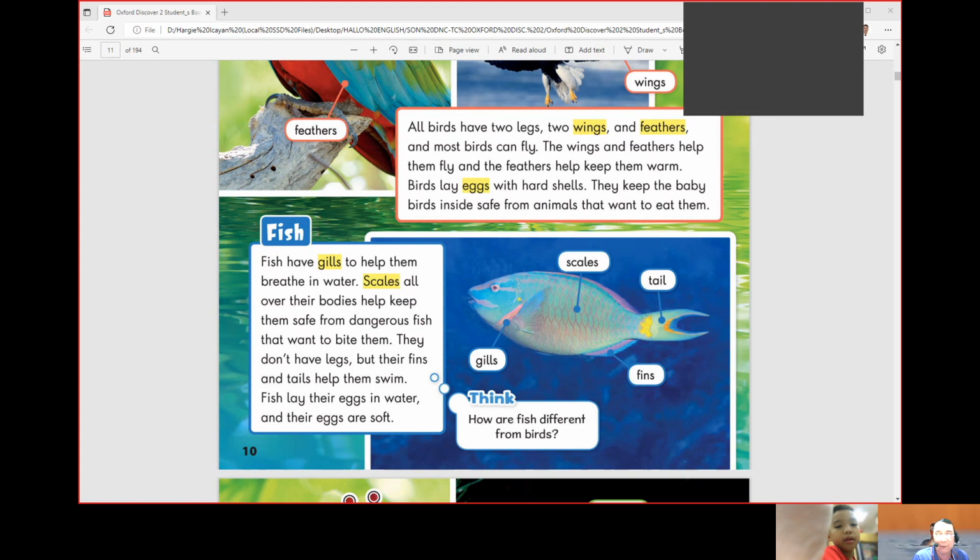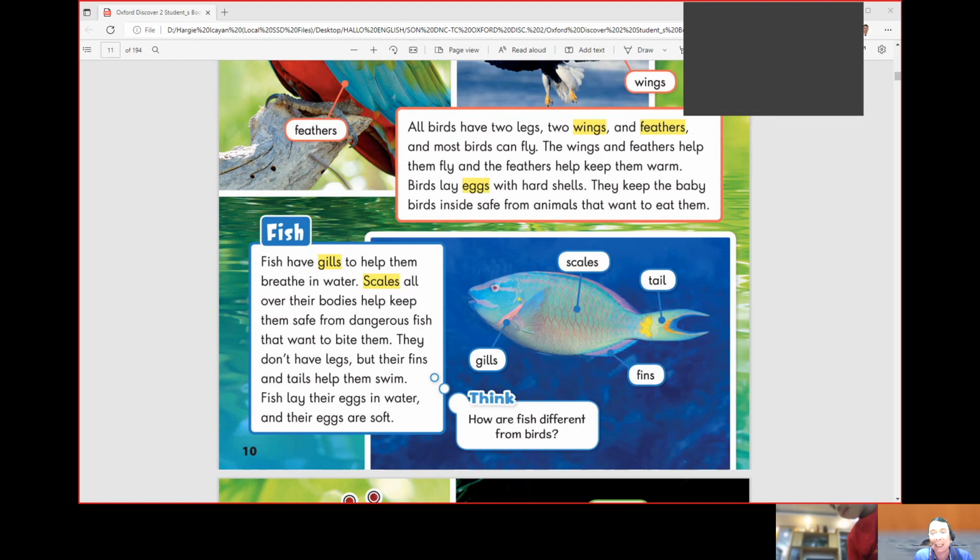Can you tell me? Fish have gills, scales, tail, and fins. Okay, look at the chat, son. Can you read them? Open your chat. Fish have gills, scales, tail, fins.